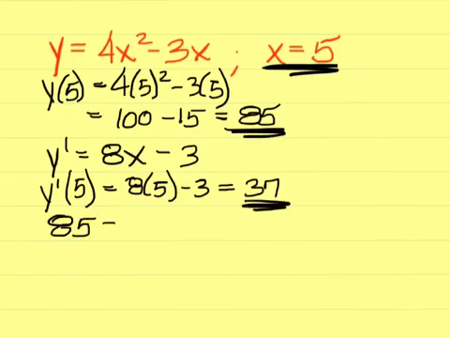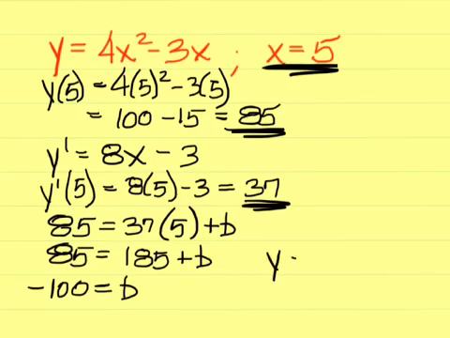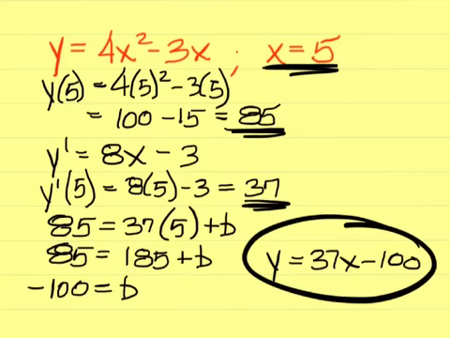So we have the x value, the y value, and the slope. So 85 equals 37 times 5 plus b. 37 times 5 is the same as 150 plus 35, so that's 185. And when you move this over to the left, you'll end up with a value of negative 100 for b. So we'll have y equals 37x minus 100.